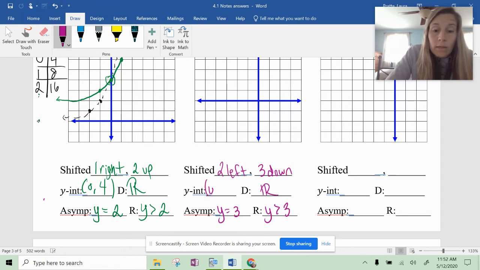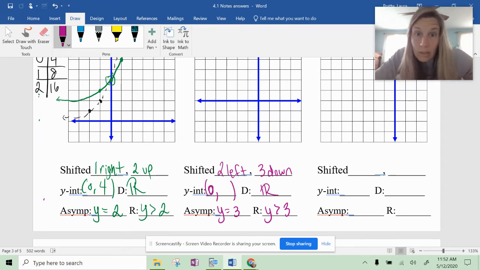Now, as far as the y-intercept is concerned, you know it's going to be 0, something. That's what a y-intercept is. So you have two options. You can just plug 0 into the entire equation and figure it out, or you can wait till you shift the graph and see if you happen to see it on your graph.